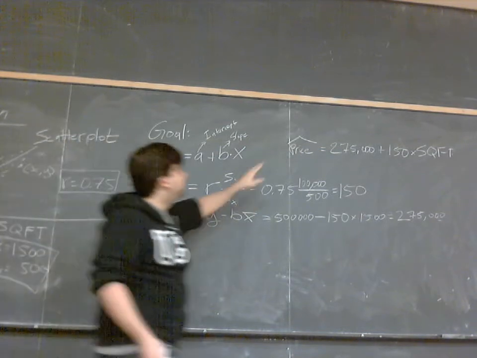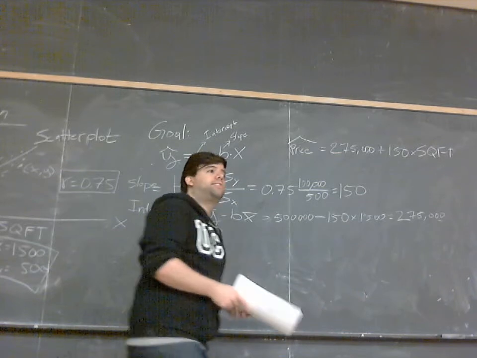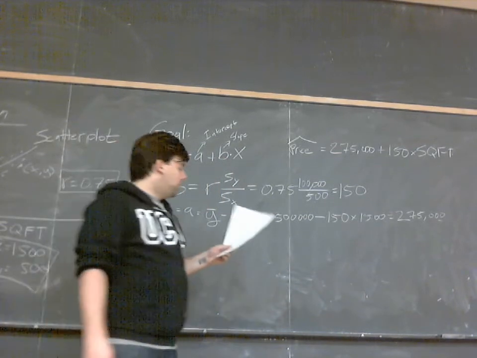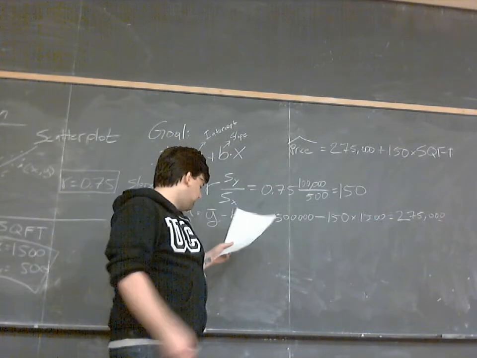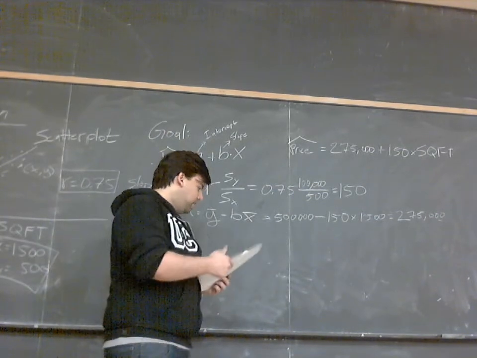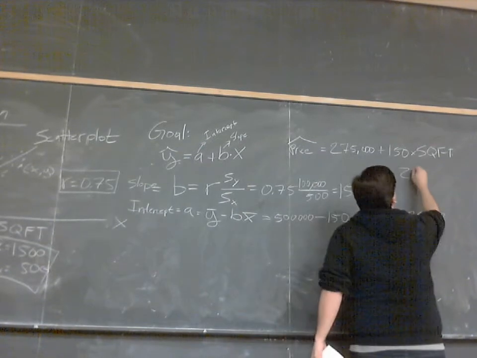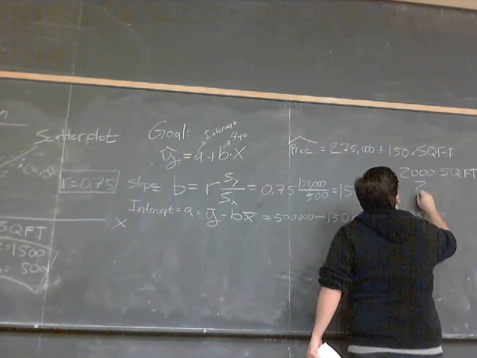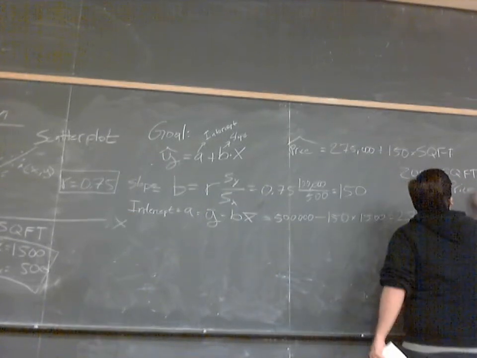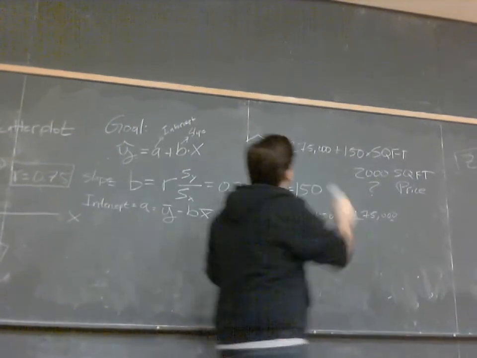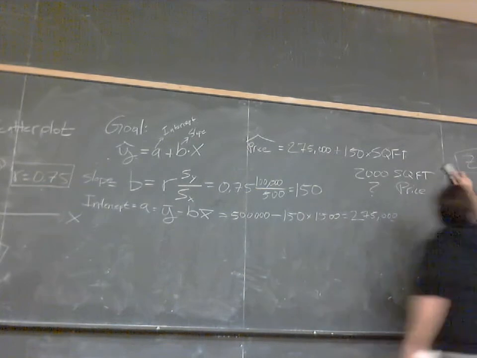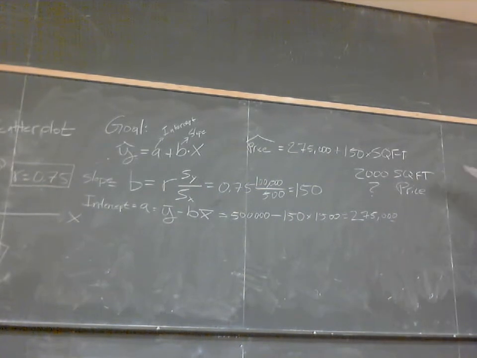So let's say I wanted to use this line then to predict the price of some house that isn't on the market yet, but I know its square footage. Let's say the square footage of the house I want to predict for is 2,000 square feet. What is the price? So how do we find that once we have the line? You multiply 150 times 2,000. Right, we just plug it in for that variable. So I plug in 2,000 for square feet.